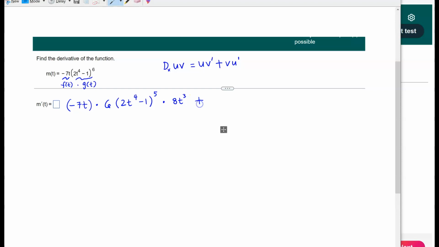So now plus, copy v, which is 2t to the 4th minus 1 to the 6th, times u prime, the derivative of u here. So that is equal to negative 7. So enclose that in a parenthesis. And as I've said, you can input your answer like this.